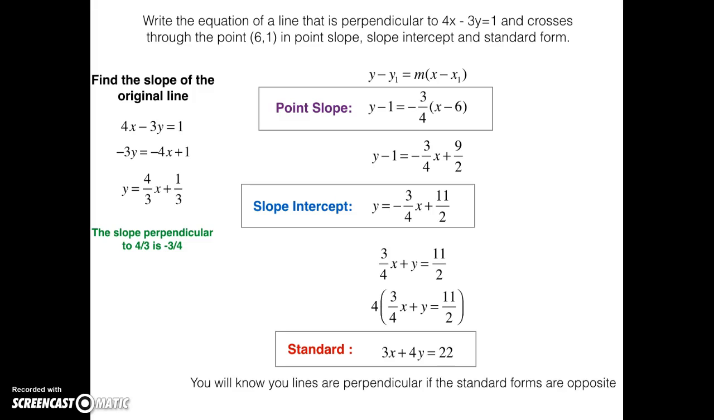You will know your lines are perpendicular if the standard forms are opposite from each other. So what I mean by that is we started off with 4x minus 3y, and we ended up with 3x plus 4y. So the 3's and the 4's switched places, and the negative sign turned into a positive sign.